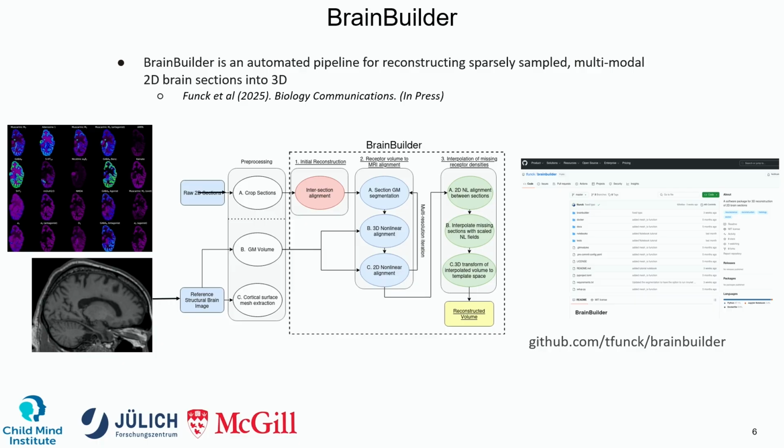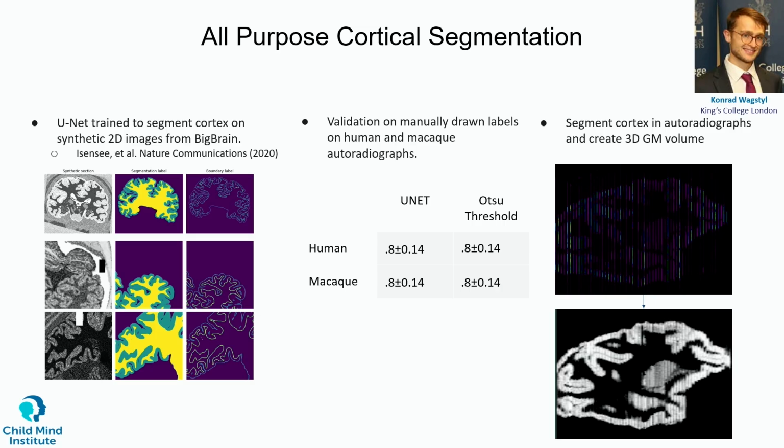So I've been working on a pipeline which will shortly be published, hopefully, and it's called BrainBuilder. It's an automated pipeline for reconstructing sparsely sampled multimodal 2D brain sections into 3D. It's available on GitHub if anybody's interested. I won't go through all the details. I'll just mention two important points.